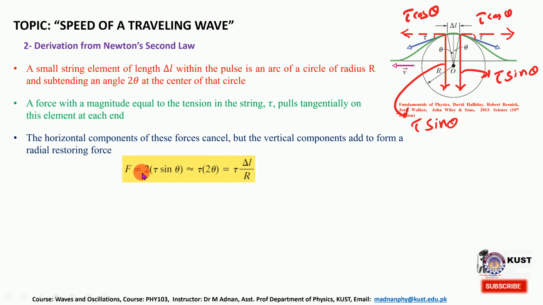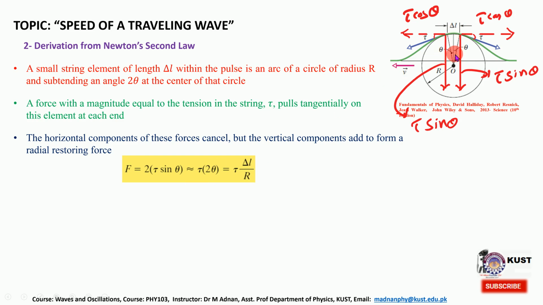Now that force will be equal to 2 times the tension times sine theta, and as I told you, this is a very small arc of length delta L, so that these thetas are very small, so that sine theta is approximately equal to theta, so that we are left with approximately tau times 2 theta. Now this 2 theta is the angular displacement, and as we know from circular motion, the arc length, generally written as s, is equal to r theta.